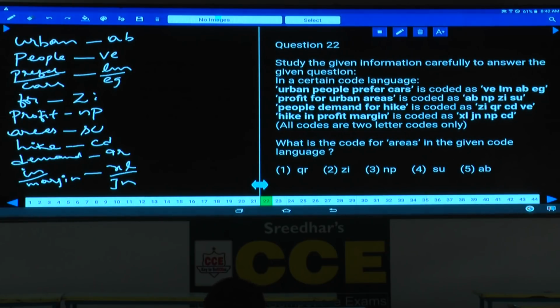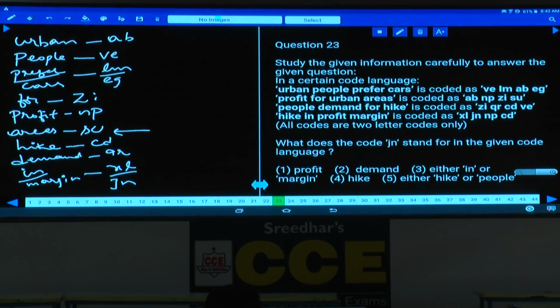Then question number 22. Now in this one, what is the code for the word areas? SU is the code for areas, that is choice 4. Then question number 23, what does the code JN stand for? The code for JN could be either in or margin, choice 3. The code for this one will be either in or margin.